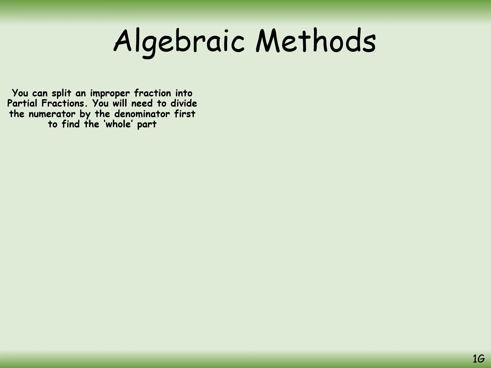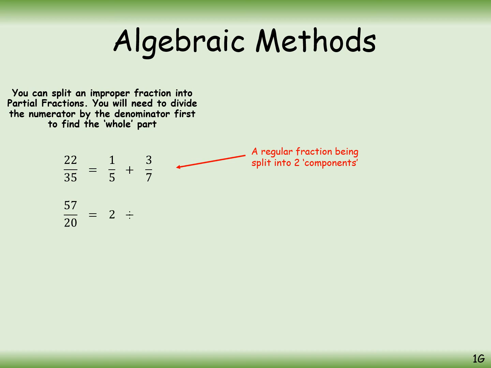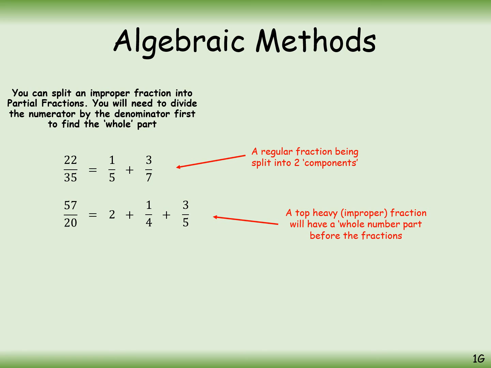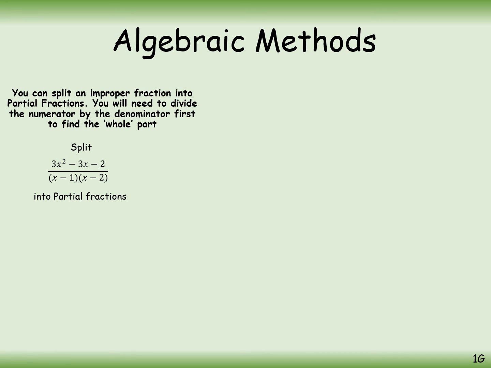Okay, so moving on, we could split an improper fraction into partial fractions. So we know we need to divide the numerator by the denominator first to find the whole part. So 22 over 5, we could write this as 4 plus 2 over 5. Irregular fraction being split into two components, or we could write it like this. So we have a top-heavy improper fraction, we'll have a whole number part before the fraction. So we understand this with normal numerical values.